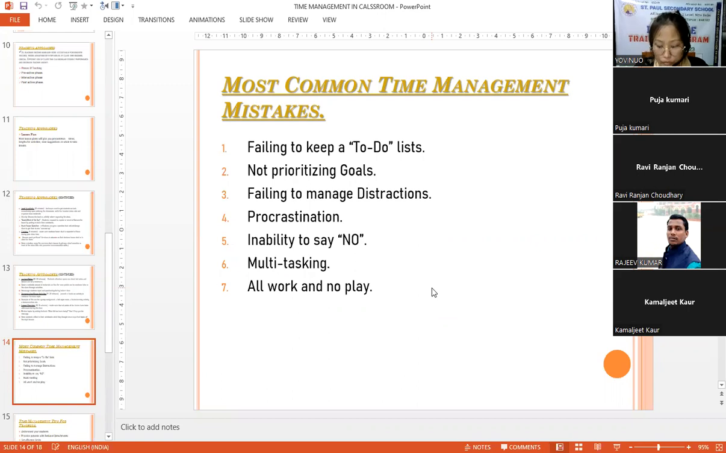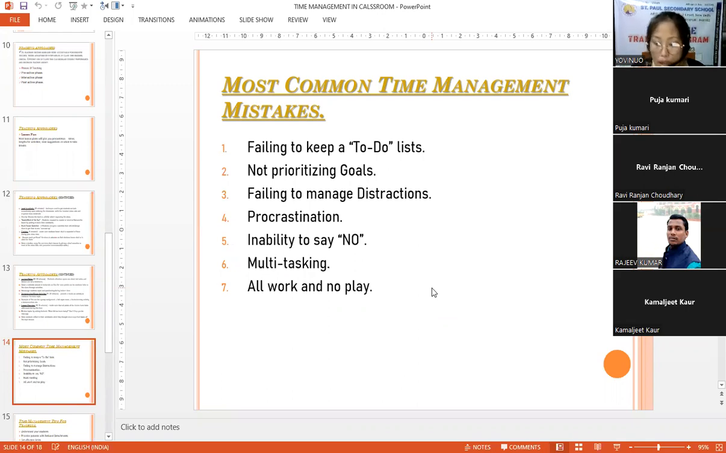Procrastination. Procrastination is the act of delaying or putting off tasks until the last minute or past the deadline. Inability to say no. The fear of saying no always stems from the urge to avoid conflicts or confrontation.